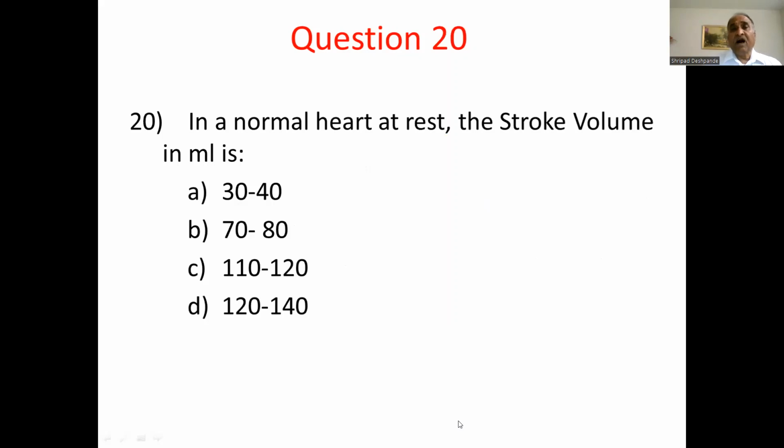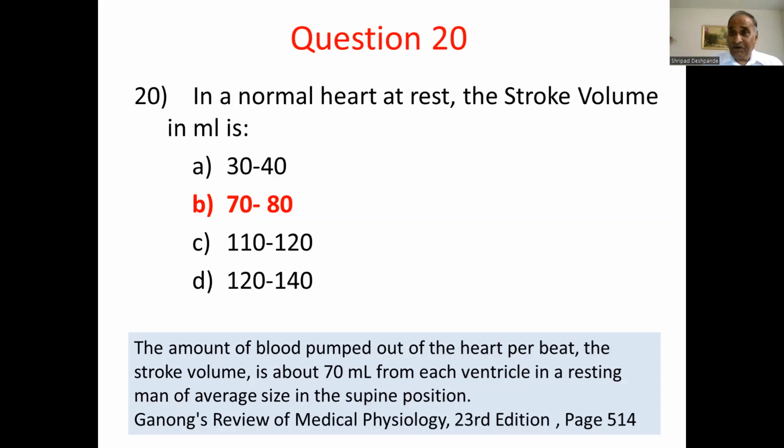In a normal heart at rest, the stroke volume in ml is... one should easily get, it is 70 ml. So 70 to 80 ml is the correct response. It's not 30 to 40, or 110 to 120, or 120 to 140, because there should be a limit. So the normal stroke volume at rest is 70 to 80 ml.